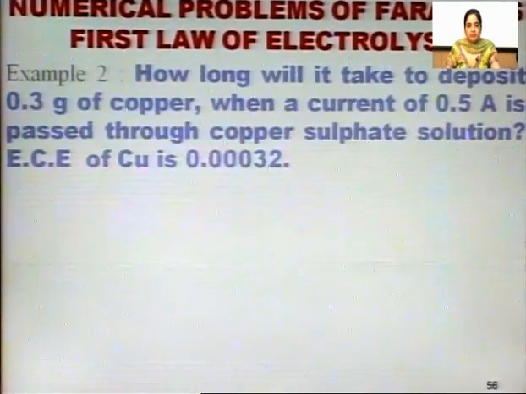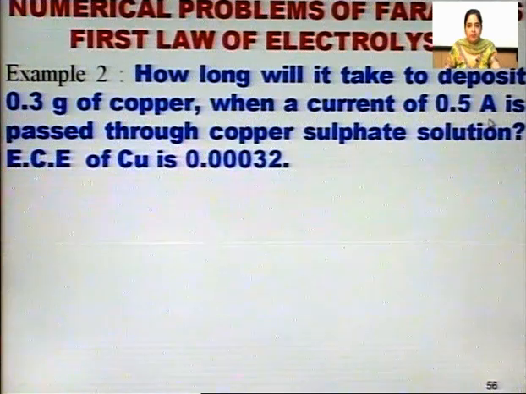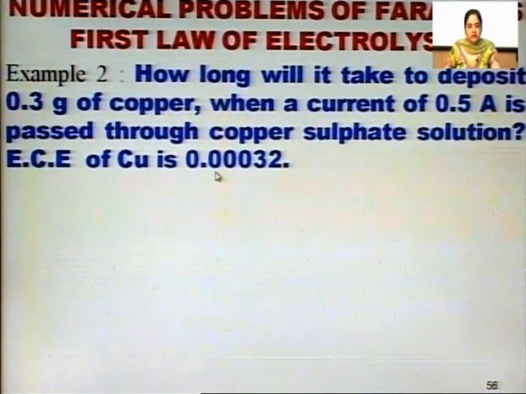Second problem. How long will it take to deposit 0.3 gram of copper when a current of 0.5 ampere is passed through copper sulfate solution? ECE of copper is 0.00032.